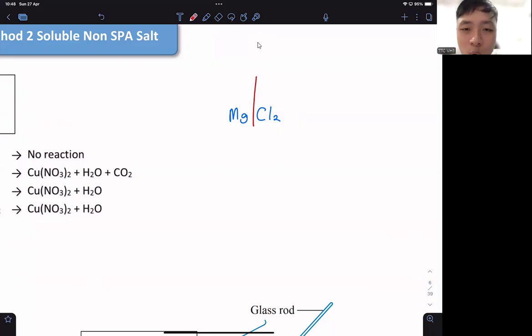Remember, chloride salt is always soluble, except when you have the PAH, the Pb, Ag, Hg. So it's always soluble. If MgCl2 is soluble, then you have to use an insoluble substance to prepare it. Like what? Remember the COO which I told you earlier? The carbonate, oxide, hydroxide. And also you have to add an acid.